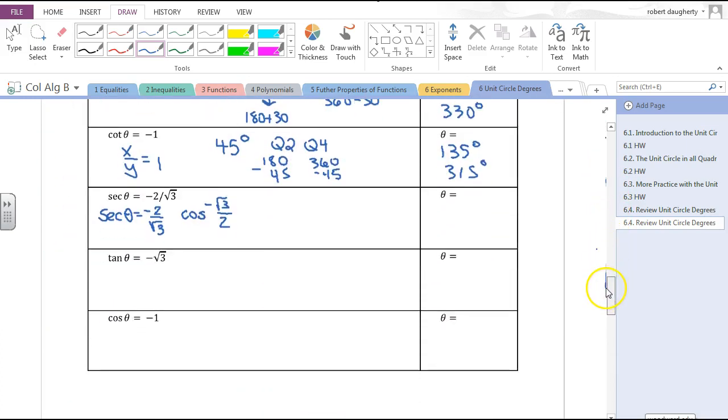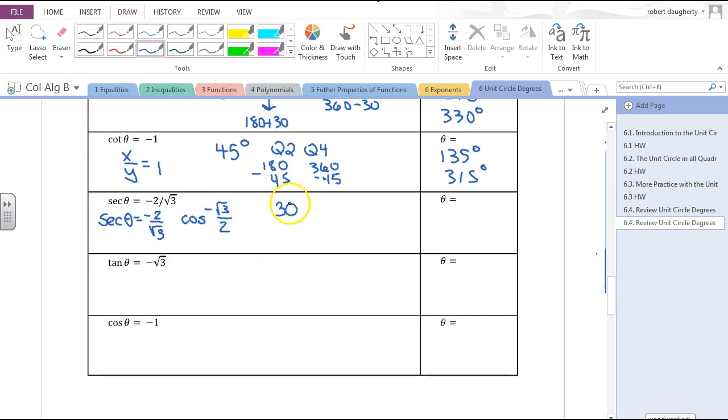Okay, so if I go back, this is going to be a 30-degree angle. Is it positive or negative? It's negative. So where is the cosine negative? Go back and look at your unit circle. Cosine is negative in quadrant 2 and quadrant 3. So a 30-degree angle in quadrant 2, that's 180 minus 30. So that's 150. In quadrant 3, it's 180 plus 30. So those are the two angles that give me the secant equal to negative 2 over square root of 3.